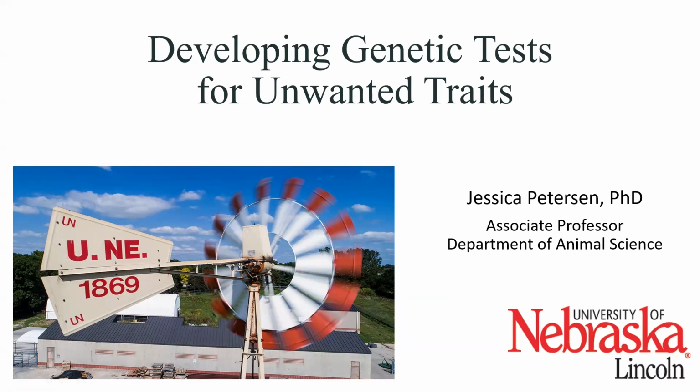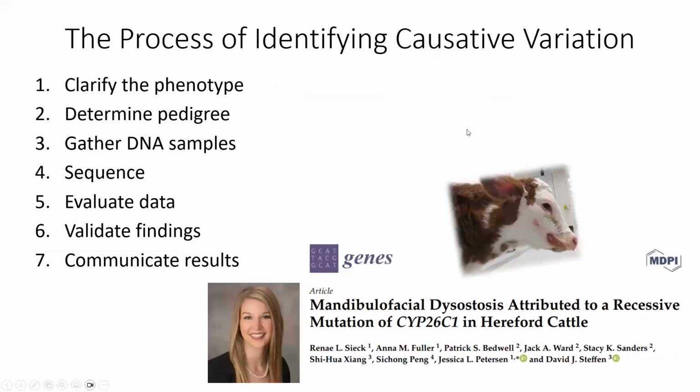I'm going to go through how we develop genetic tests for unwanted traits, and like Jeff said, I get asked a lot how do we get a test for something? And so I'm going to go through what I decided were 7 steps to identifying genetic variants and getting the result and getting that genetic test available.